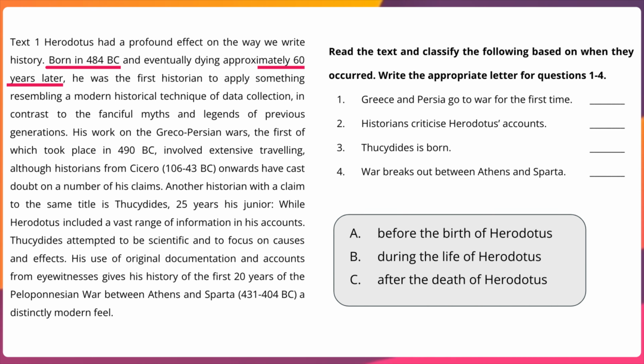Now just listen to this very carefully. Here you need to understand that when it is BC, you need to go backwards. That means 484 minus 60, then that will be the resulting year when Herodotus died or expired. In this manner, just try to understand how to calculate the years and eventually you have to mark those years to the correct option. I will give you some time to find the answers and then I'll also explain how or where the answers are.